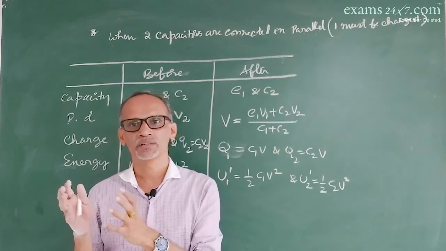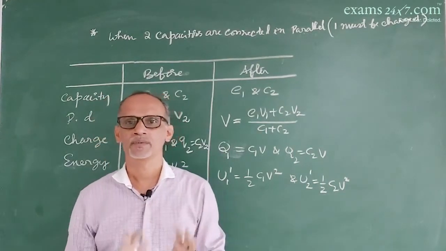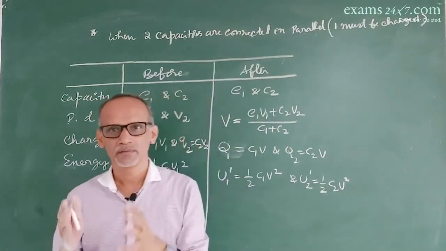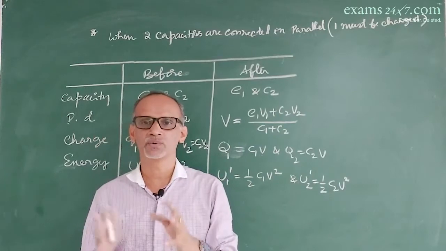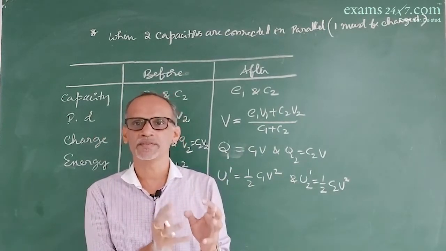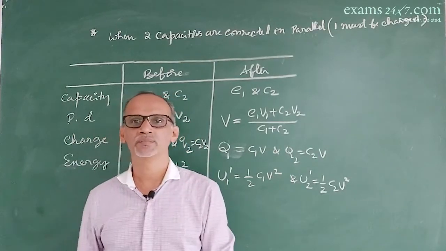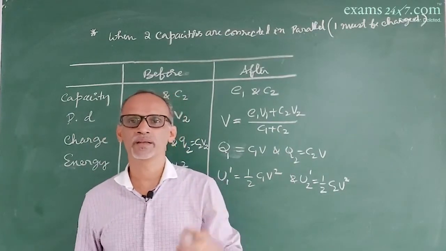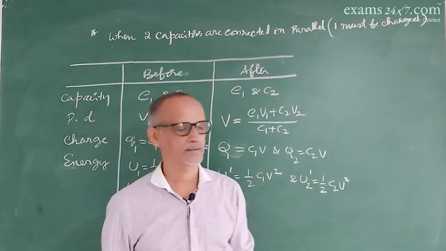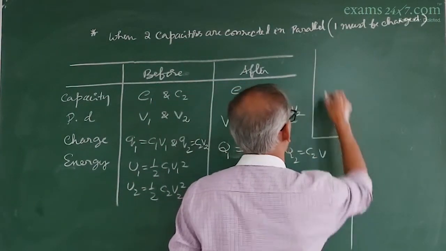So total charge before the combination and after the combination remains the same according to the law of conservation of charges. Even according to the law of conservation of energy, the total energy remains the same before and after, but the energy stored in the capacitor is found to be lesser than the energy before they are connected. So what happens to the remaining energy? The remaining energy is lost, or it is dissipated as heat.